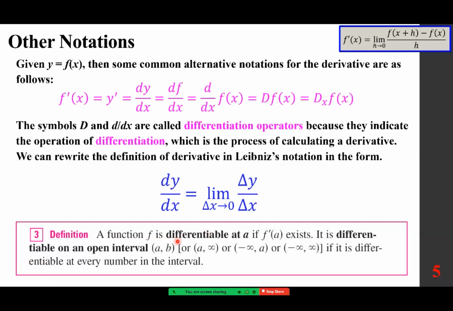A function is differentiable at a if f prime of a exists. It is differentiable in an open interval. The endpoints are not important. The open interval may be a to b, or a to infinity, or negative infinity to a, or even negative infinity to positive infinity, if it is differentiable at every number of that interval. So that's extremely important, everybody.